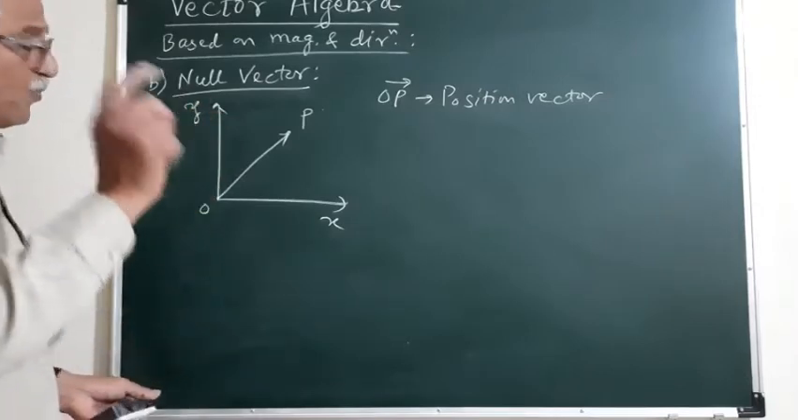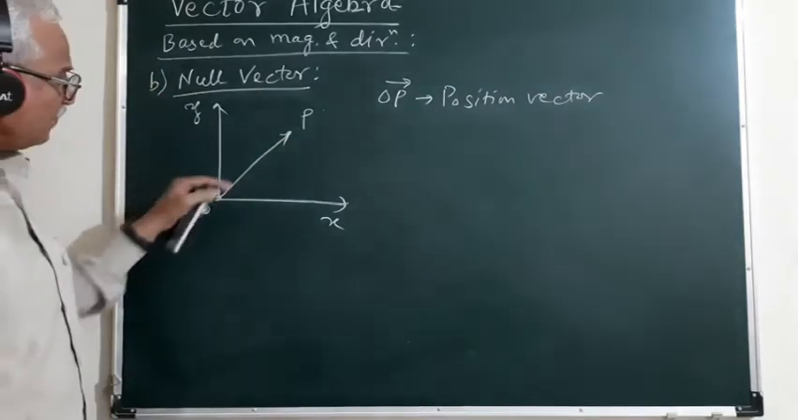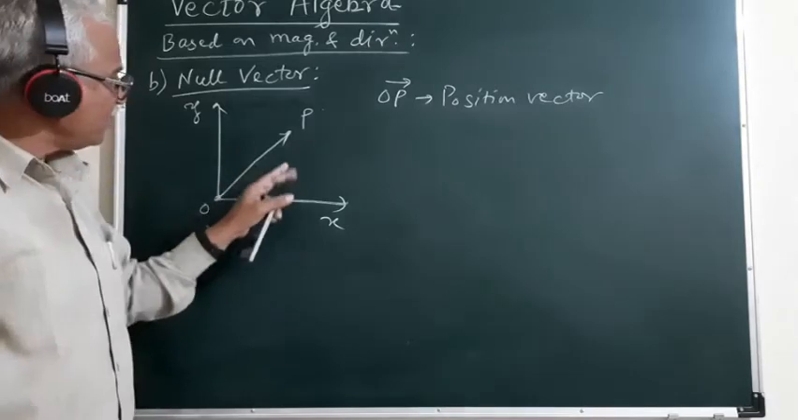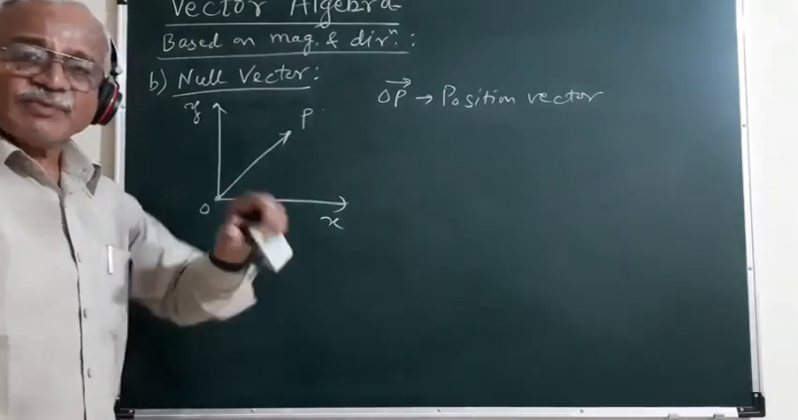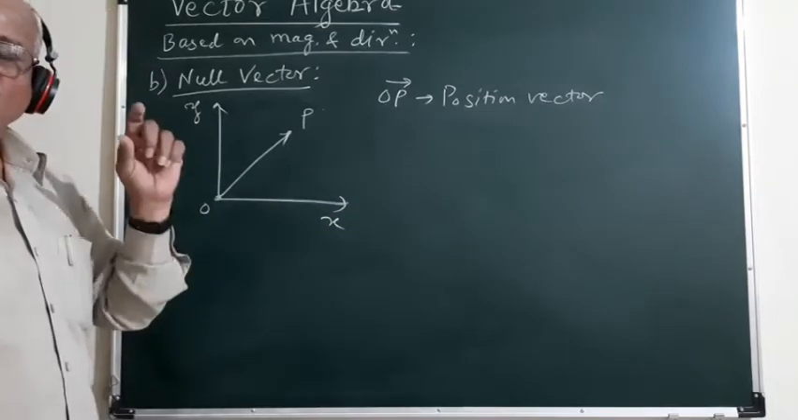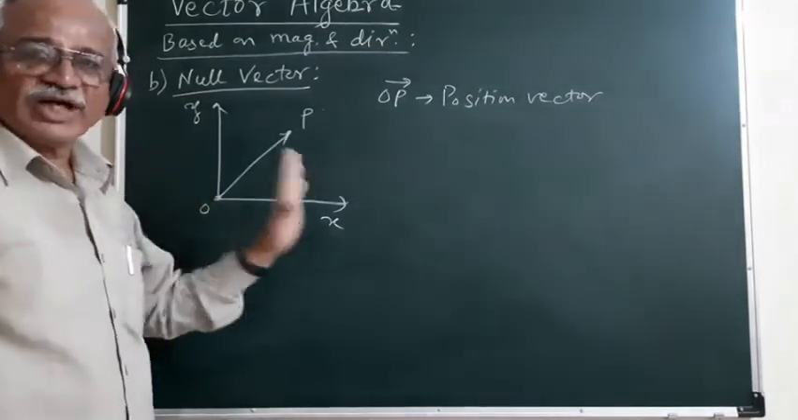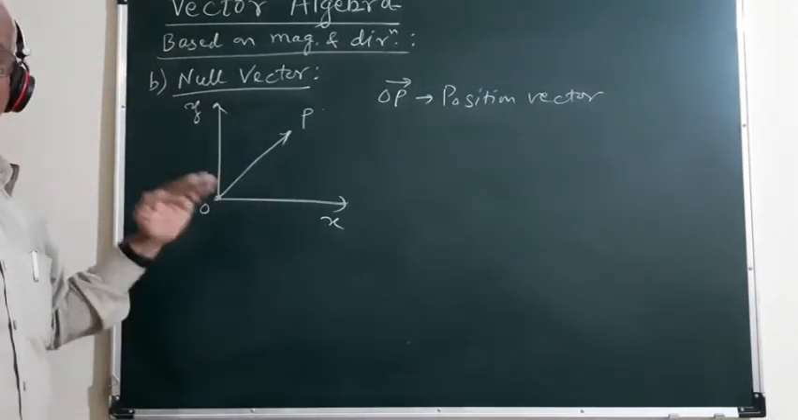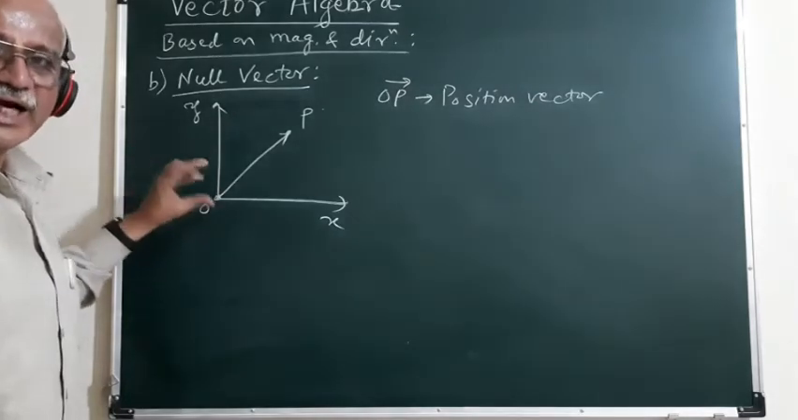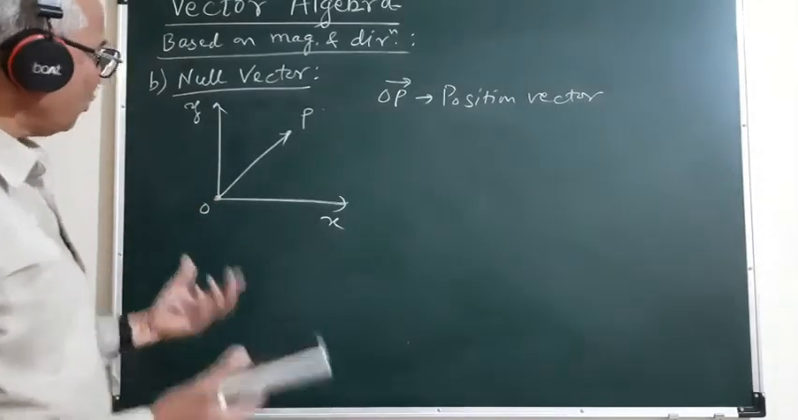Now, if we consider that this point P coincides with the origin itself, such that we have a particle P situated at the origin, what will be the position vector of that particle? The position vector of the particle situated at the origin will have a magnitude equal to 0 and it will have no direction. So, this is the first example of a zero vector or null vector: the position vector of a particle situated at the origin.